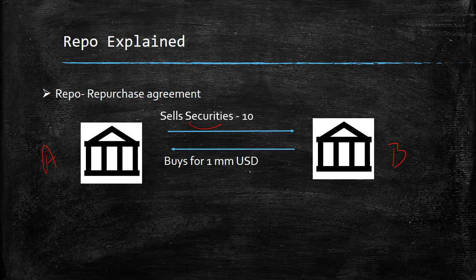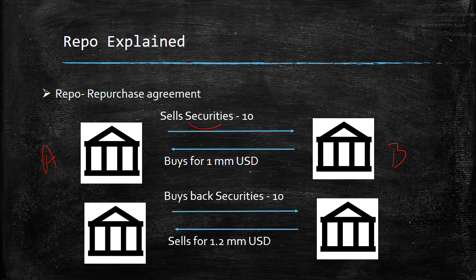And Bank B is flush with funds. It gives Bank A, or lends Bank A, 1 million USD. So actually Bank A has sold securities for 1 million. The promise Bank A makes is that it's just for the day. Next day, I'm going to buy it back. And buy it back it does. So the next day, Bank A will buy back those securities. But this time, Bank B will sell it for a higher amount, 1.2. Isn't the difference of 0.2 million the interest which Bank B charges because it has lent?